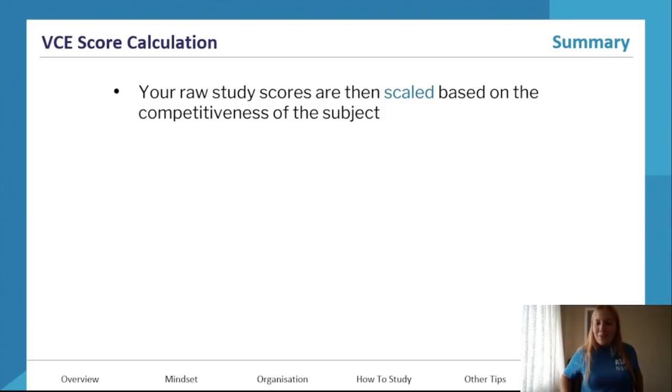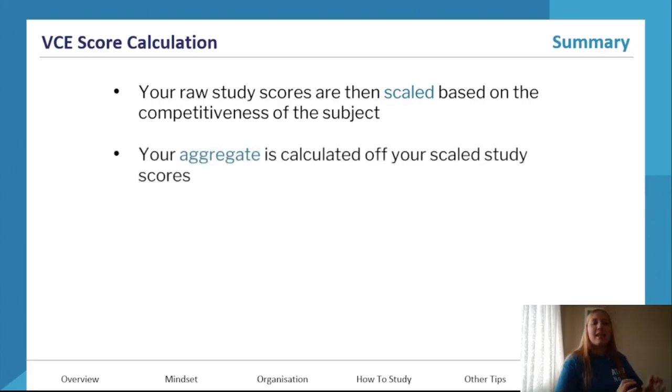So a summary of that last little bit that we've talked about, VCE score calculation. Very complex topics, guys, and it's okay if you find them complex to understand. First of all, your raw study scores are scaled based on the competitiveness of the subject, and then your aggregate is calculated off your scaled study scores.